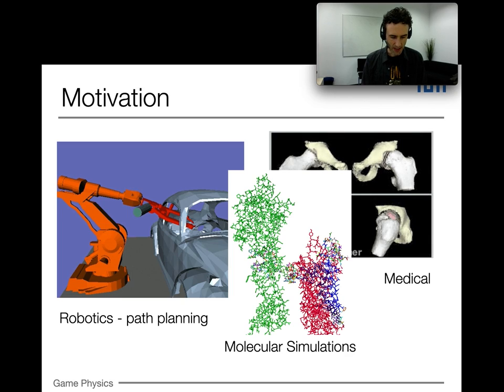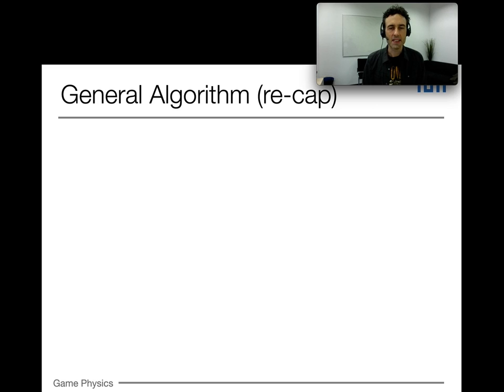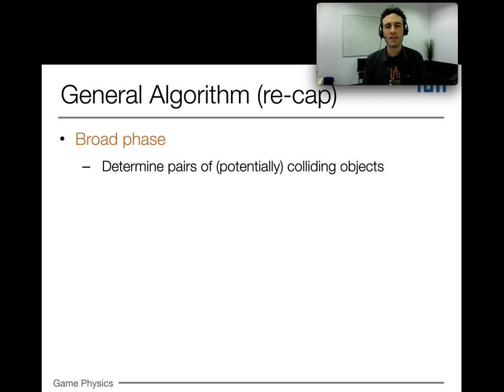So let me quickly recap here. This is the main algorithm as discussed in the game engine design lecture. Typically, a collision detection algorithm proceeds by a so-called broad phase. This is the big picture, looking at the whole scene typically. What needs to come out of that is a list of pairs of objects that potentially collide.